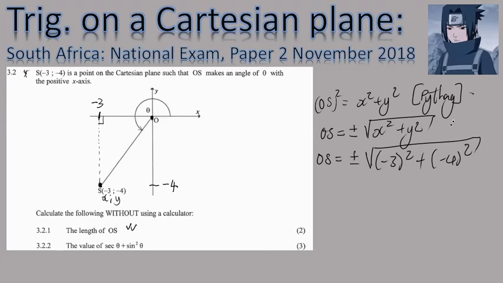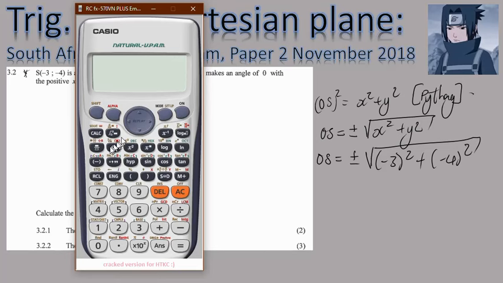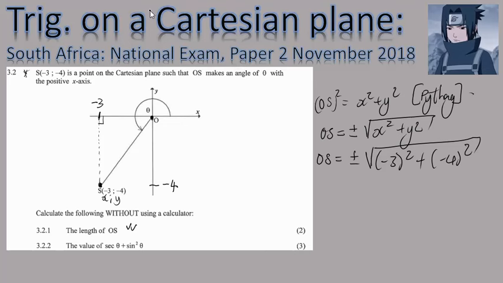Right, let me quickly take out my calculator so that I don't waste time. Remember, in the exam, time is the most precious thing there. Pull out my calculator. I have -3 squared. Let me put the negative so that you guys don't complain. -3 squared plus -4 squared under a square root, that is 5. Easy, right? So which means my OS is equal to plus minus 5 units.